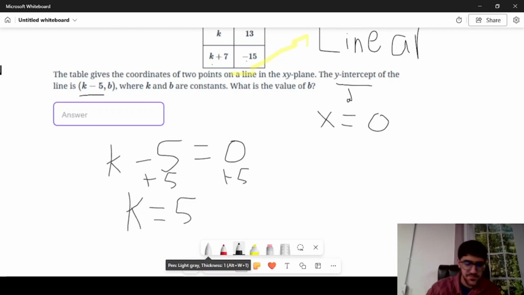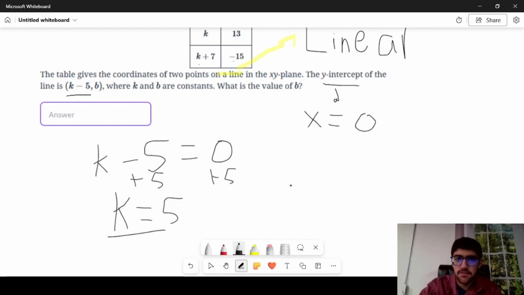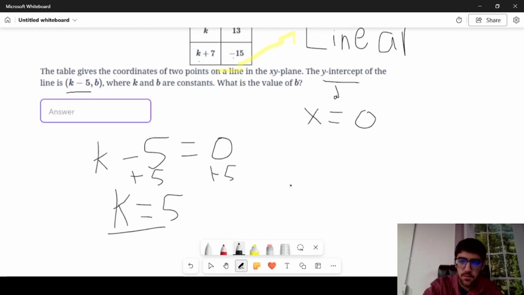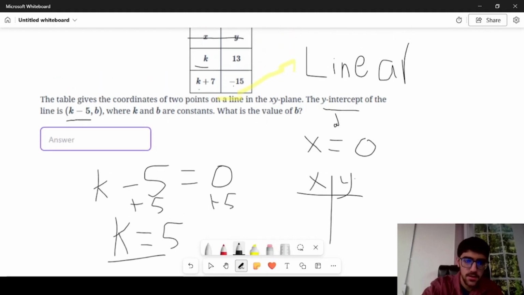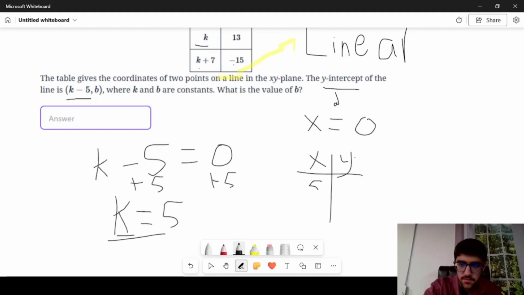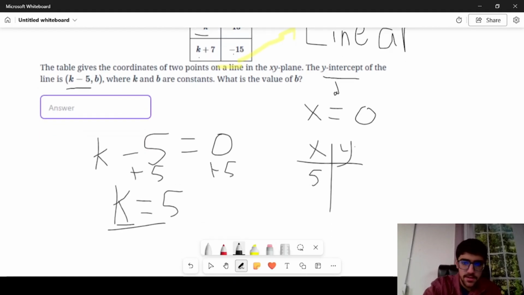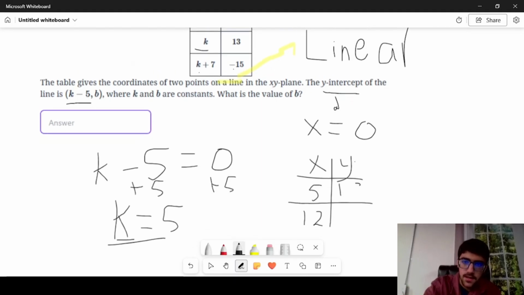From there, there's two ways to solve this, like the last time. You could do linear regression on this question, but first I'm just going to show you the normal way to solve this. So you get k equals 5. Now you can fill in the table. You have x, y. The first one is k, which is 5. Then k plus 7, so 12. And then the values are given, 13 and negative 15.